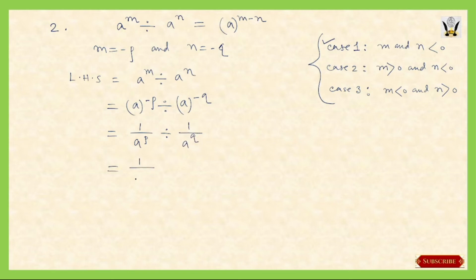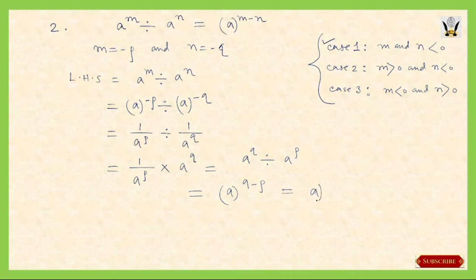Now 1 by a to the power p, and since we are dividing, we will multiply by the multiplicative inverse of the second number. So it will be a to the power q. Now in this line we have both the exponents positive, p and q. So it is a to the power q divided by a to the power p. So it is following the second rule. So as per that rule we can write a to the power q minus p. This q and p both are positive here, so we can follow the second rule that we have learned for the positive exponent, and as per that rule it is a to the power q minus p.